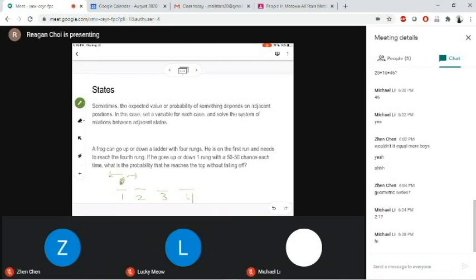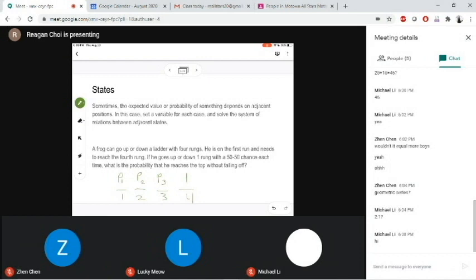And so the theory of states is that you set a variable for the probability. So this is P1. P1 is the probability that's what we want to find. Let's say the frog is at rung 2. Then the probability is P2. And P3 for rung 3. If you're already at the top, the probability is 1. And if you're at the bottom, the probability is 0.